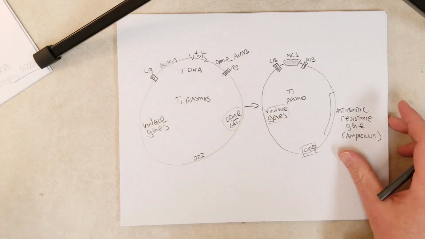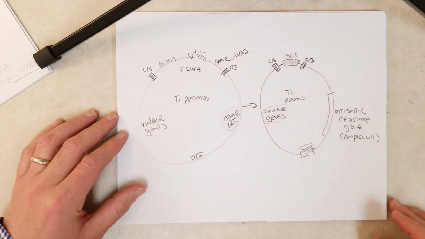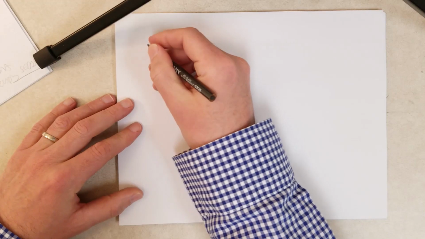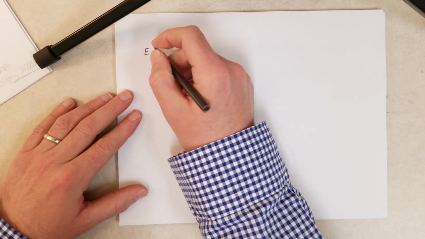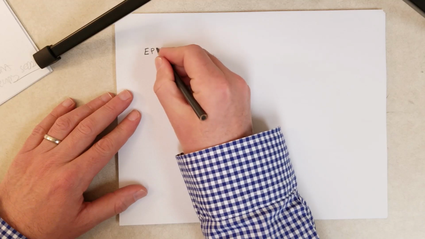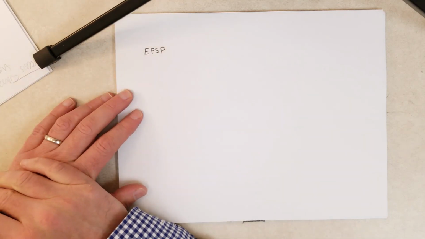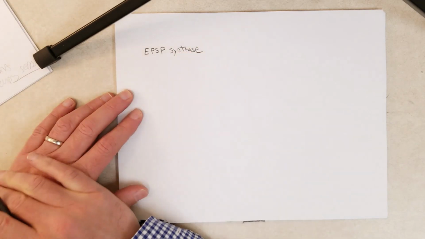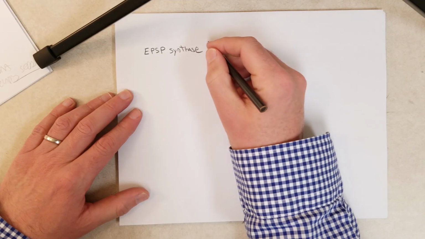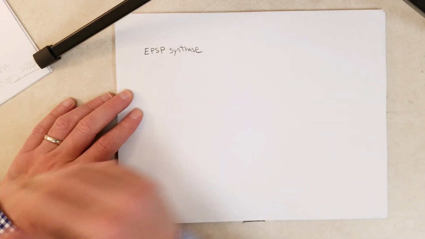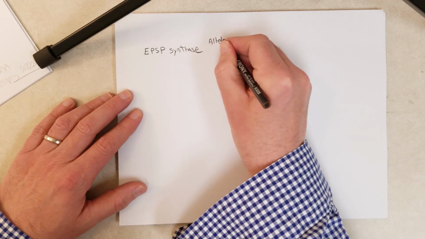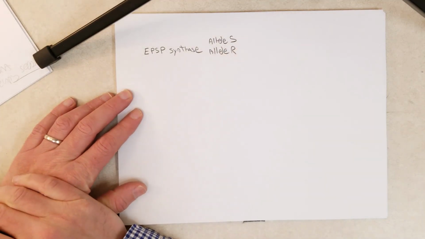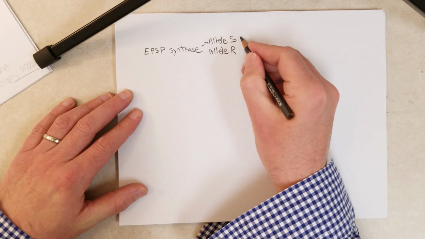So let's take a look at a specific example that is commonly used in research. There is a really important gene in plants, important for a number of reasons. We're going to call this EPSP synthase. Most plants have the same allele, which we'll call allele S. And there's also allele R. But most plants have allele S.